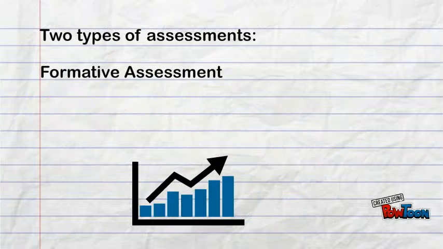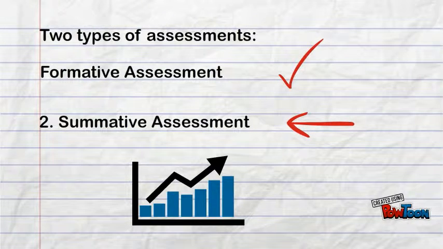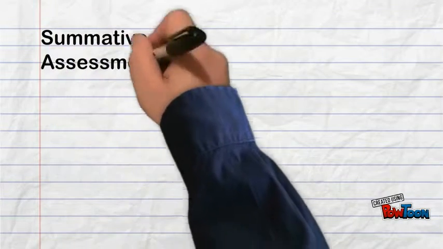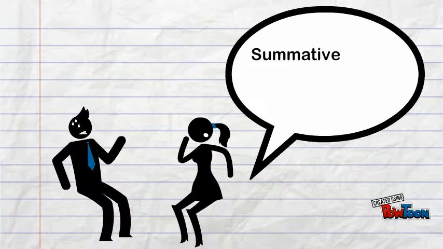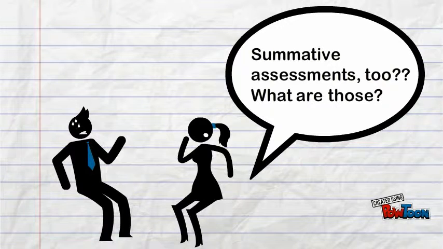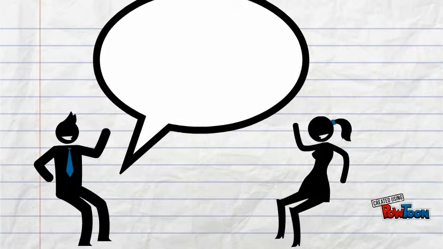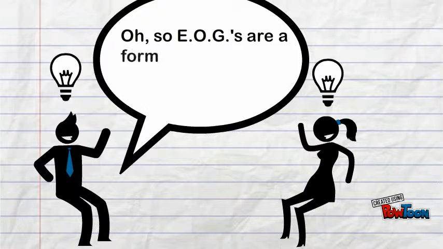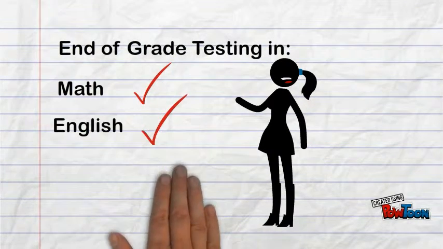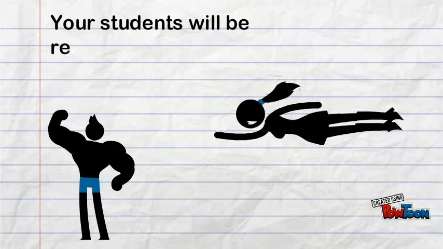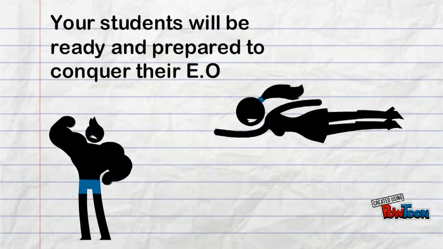The next type of assessment we will talk about is summative assessments. Summative assessments evaluate the student's learning. They have a higher point value than formative assessment. Now you may be sitting there thinking, well, what is a summative assessment? An example of this is end of grade testing. This is actually the first year for your students to experience EOGs in the subjects of both math and English. But don't worry, I will make sure that they are more than prepared to take them.